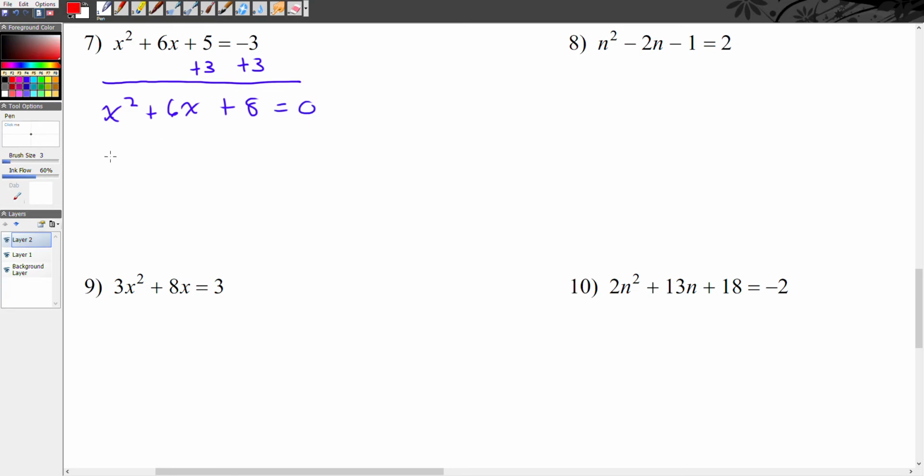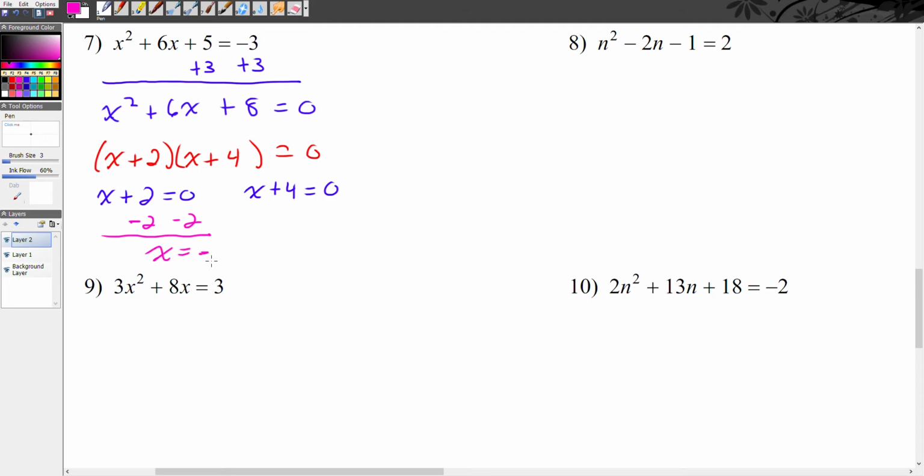It's all positive, so it's going to be x plus some number times x plus some number equals 0. Two numbers that multiply together to make 8 and add together to make 6, that would be 2 and 4. And then we set our equation. So x plus 2 equals 0 and x plus 4 equals 0. So then subtract 2 from both sides here, and I get x equals negative 2, and subtract 4 from both sides here, and I get x equals negative 4.